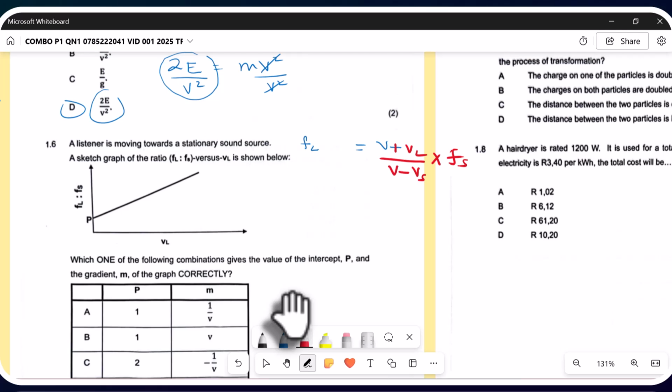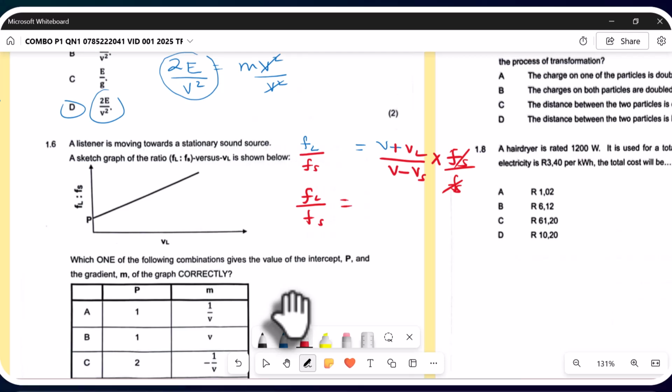So my M, you can see, guys, is 1 over V. So my answer is going to be A, because the intercept is 1, which you see here already, and the gradient is 1 over V, which you see here as well. So the answer is A. Hope, guys, we are together and you are still remembering what we talked about in class, okay?